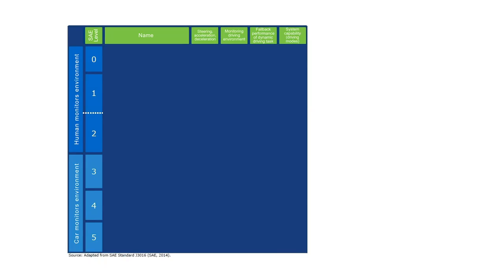This is a matrix from SAE defining the levels of automation. The levels of automation are the rows, and on the columns, we have the answers to the questions I mentioned before regarding DDT, OEDR, fallback, and ODD.